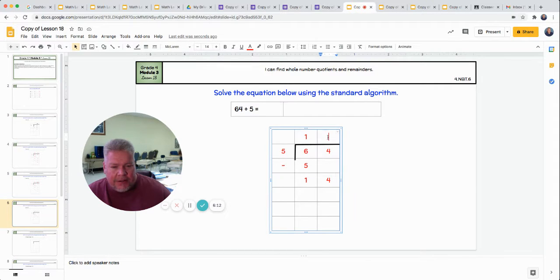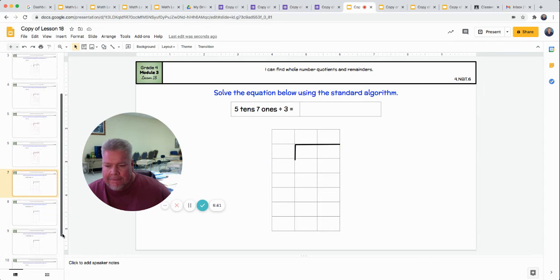That's too many, so let's do 2. 2 times 5 is 10. Okay, so we multiplied. Now subtract again. 14 minus 10 is 4. Okay, nothing else to bring down. We have to make sure our remainder is smaller than this number, and it is. So our answer is 12 remainder 4. 12 remainder 4.